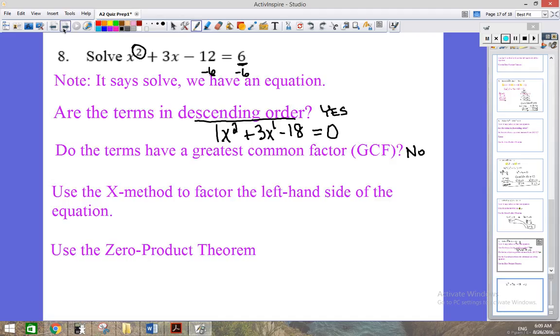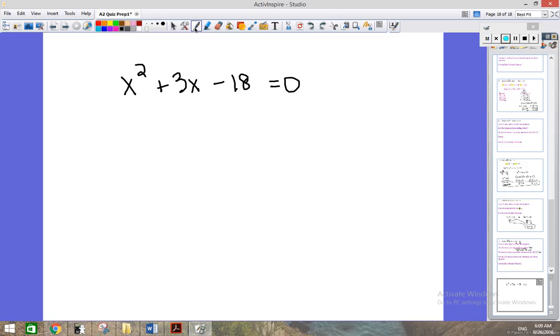Yeah. Now we apply the x method. And maybe people like putting a 1 here. The first term times the last term, negative 18x squared. So since it's negative, one number is going to be positive, one number is going to be negative. Since this middle term is positive, the bigger one is going to be positive. So positive 6x times the negative 3x ought to do the trick. Let's make a table.